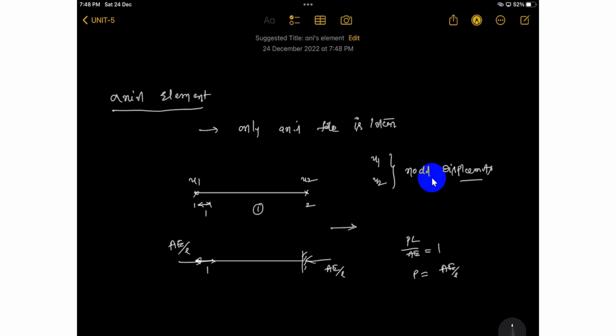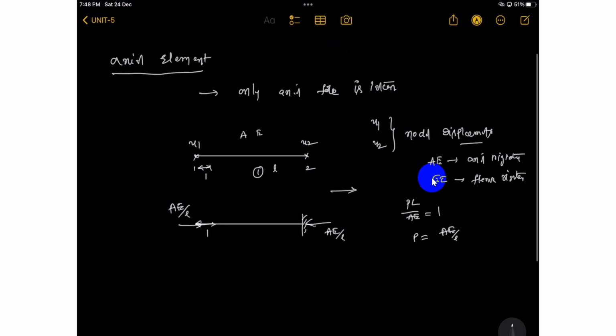This element has characteristics A, E, and a length L. AE by L, where AE is the axial rigidity. You already know AE means axial rigidity. EI is flexural rigidity; you also know shear rigidity and torsional rigidity. So K11 is AE by L, and K21 is minus AE by L, in the opposite direction.